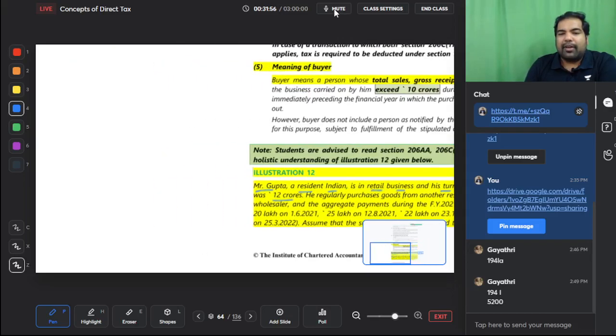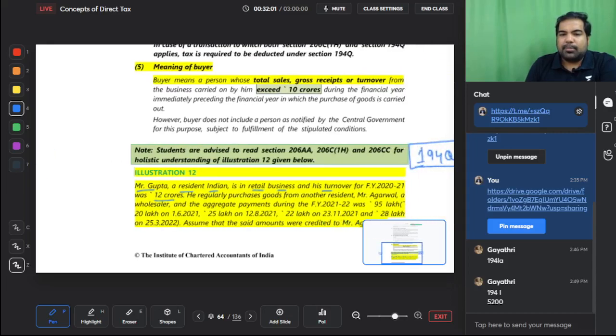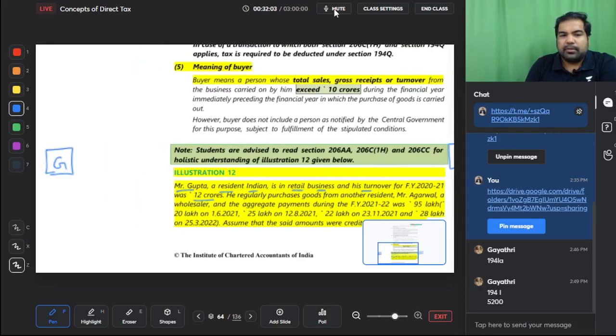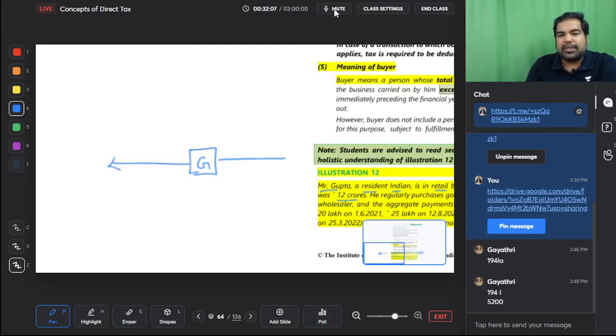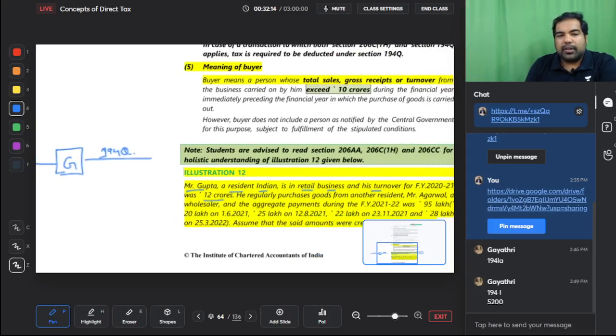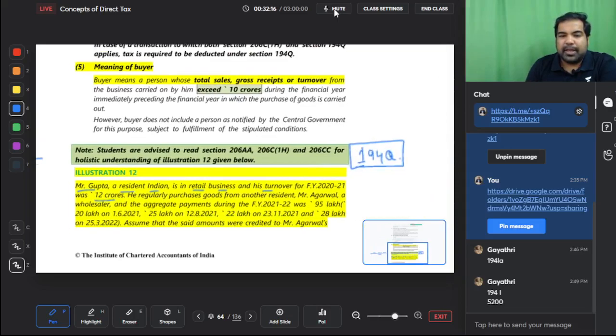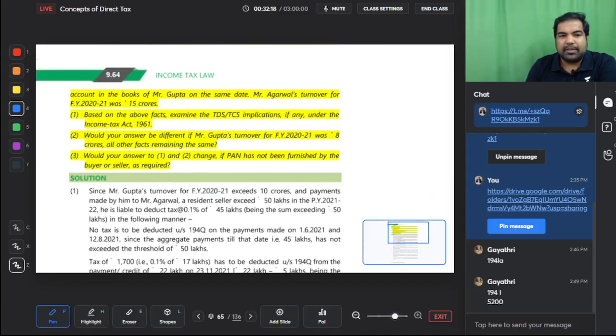So in case of high value seller, this is Mr. Gupta, and he's purchasing goods from another wholesaler. So when he sells, he will be subject to TCS, and if he's subject to TCS, 194Q will not apply. But here, let's say they are going to say at the end that TCS provisions will not apply. Somewhere they will say that.